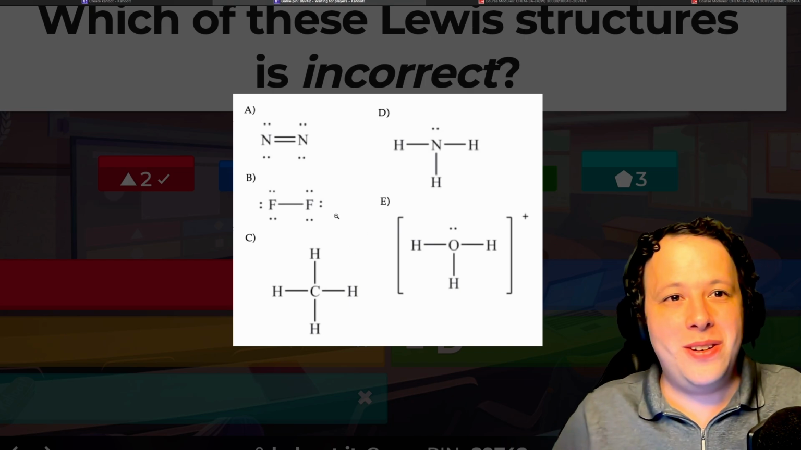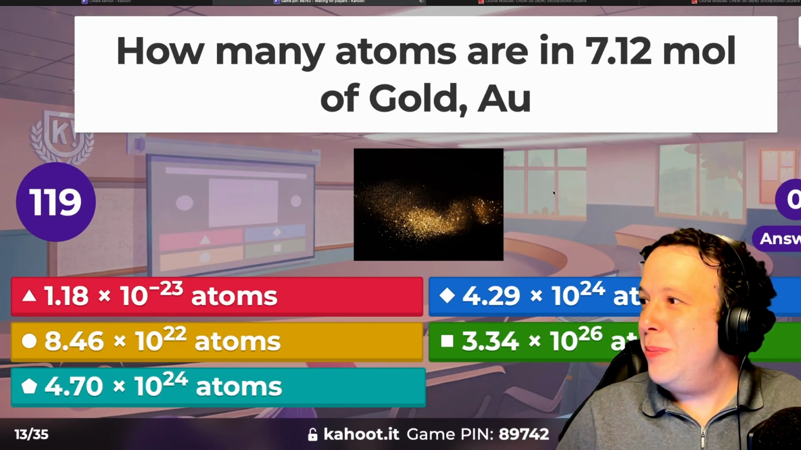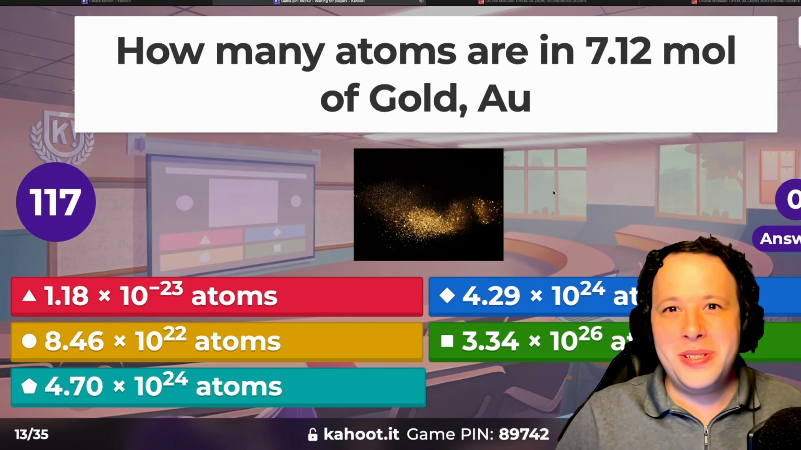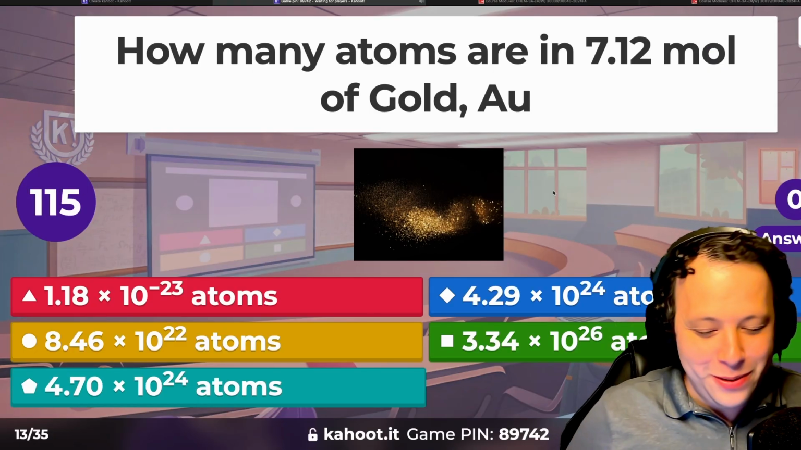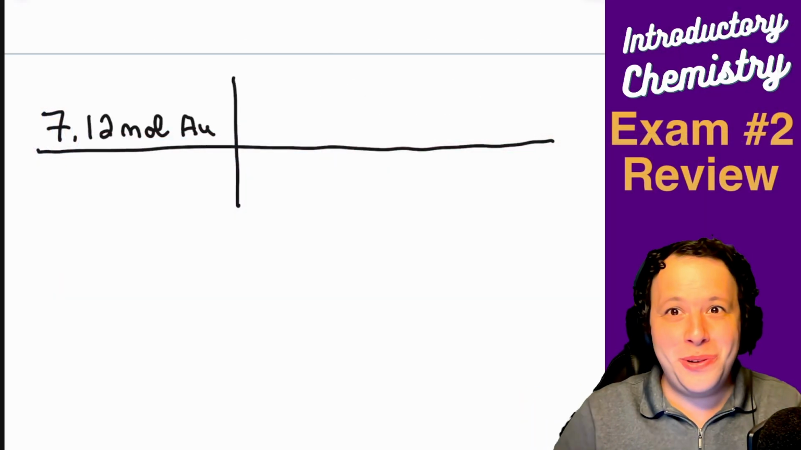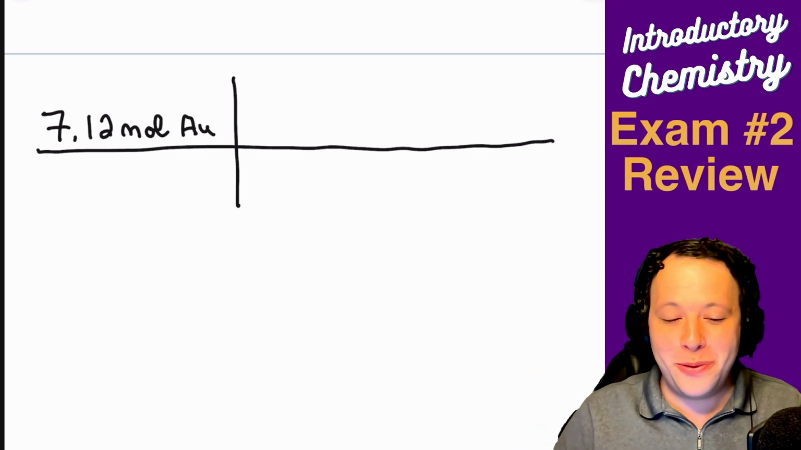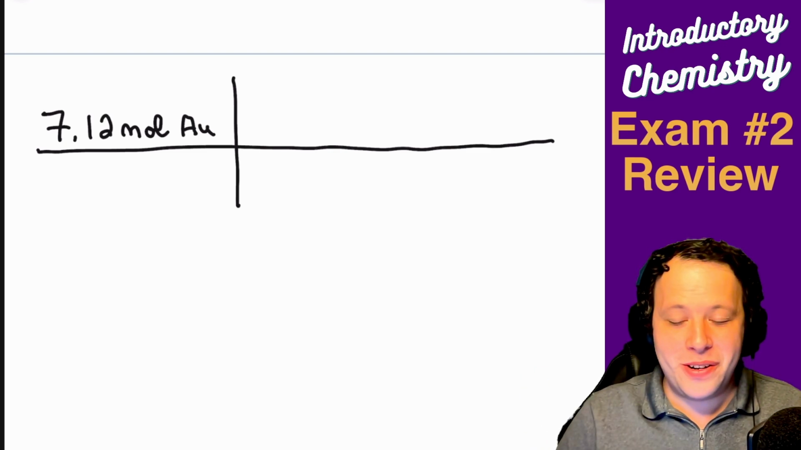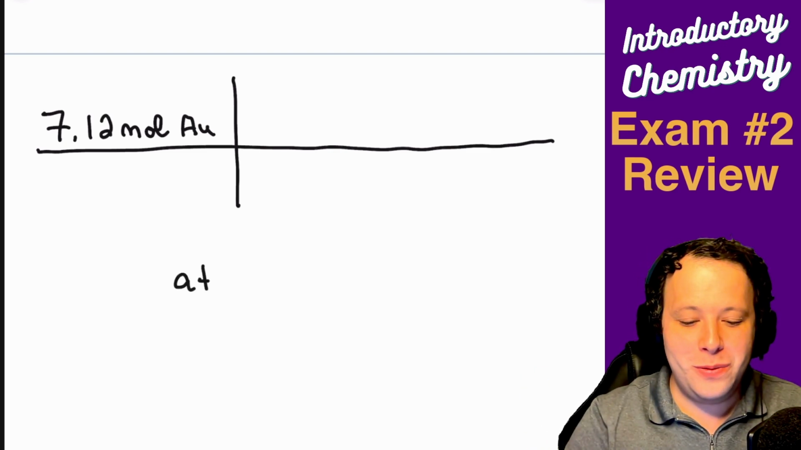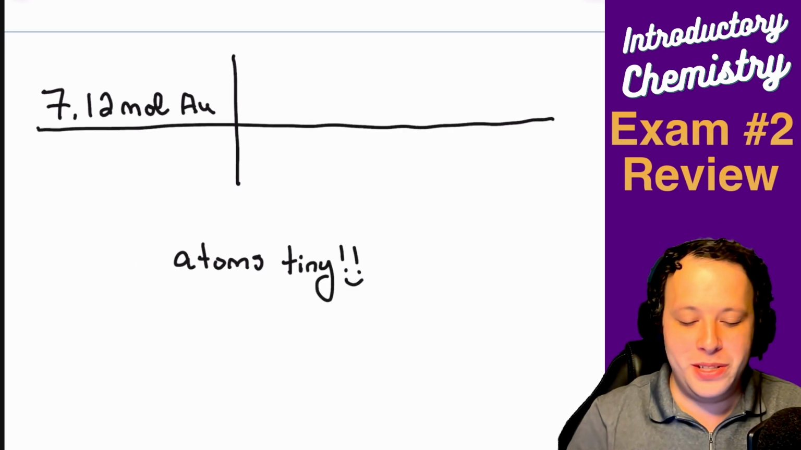Next question: how many atoms are in 7.12 moles of gold? Ooh, finally on math, our favorite. With this one, the first thing you want to do is write what the given term is. And you have to think about what conversions you have available for moles. It's asking you to figure out how many atoms there are, so that's telling you it wants something that's really tiny, right? That's the entire idea with anything with moles.